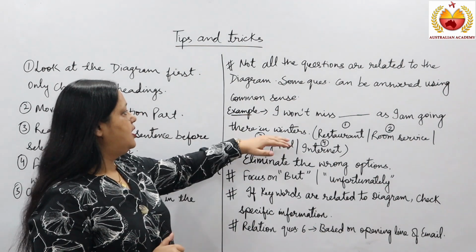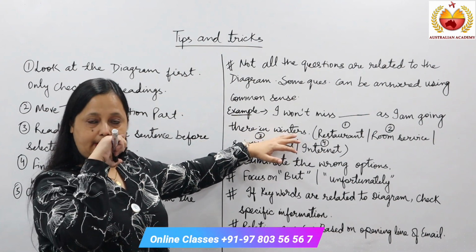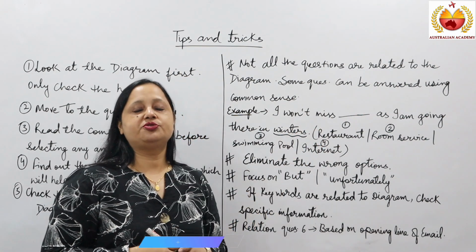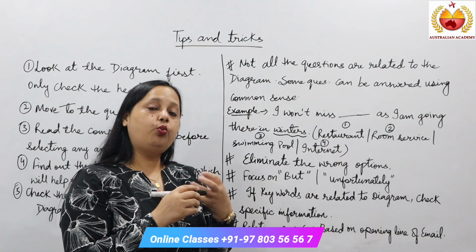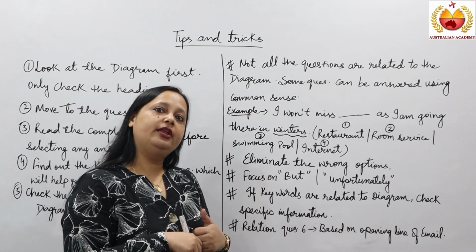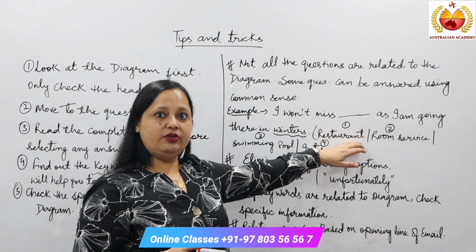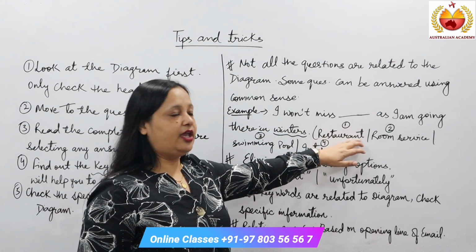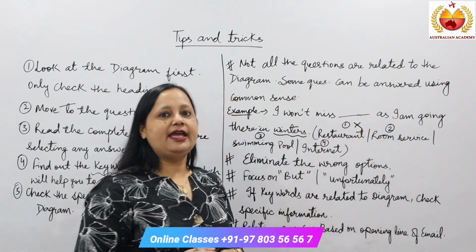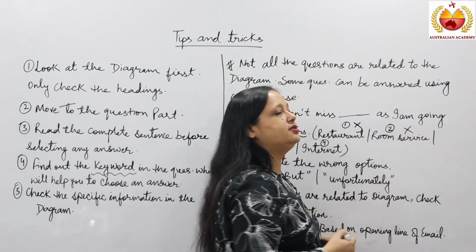The question says, I want Miss Dash as I'm going there in winters. So now you need to correlate winters to the options, and you need to check which facility I won't be requiring in winter. The first is restaurant. Do you need a restaurant in winter? Yes, of course. So I need it in winter, so that will not be the correct answer. It is eliminated. Second is room service. Yes, that's also needed in winters.